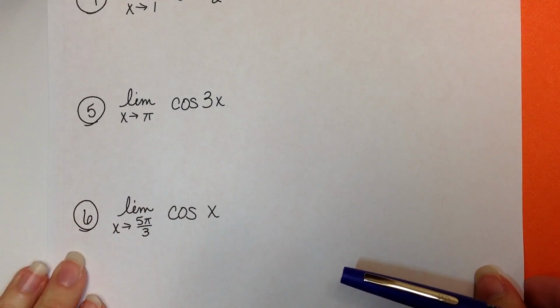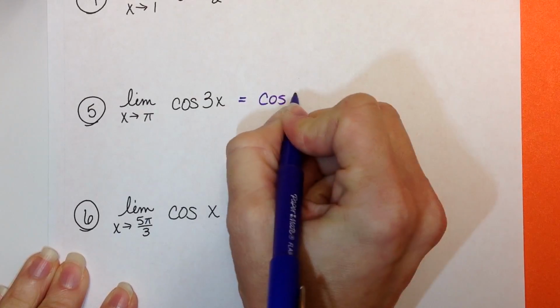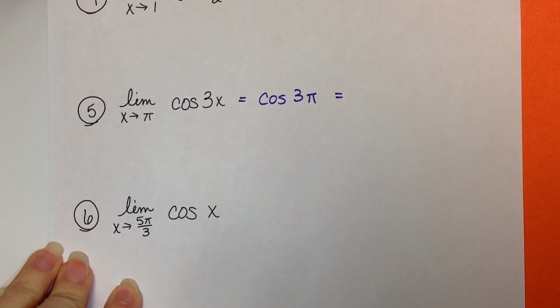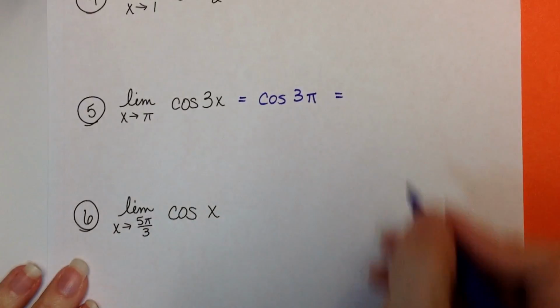Okay, number 5, again, direct substitution. So we would have cosine of 3 pi. Now if you remember what your cosine graph looks like, when you learned your graphs, you only learned your graphs out to 2 pi. So you could extend your graph if you wanted. Again, you could just substitute this into your calculator. Once you've changed it to radian mode, it'll still be in radian mode, and cosine of 3 pi would give you a value of negative 1.